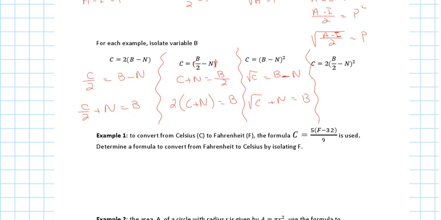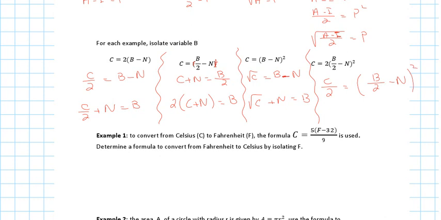Inside the bracket, I have a square and I have a multiplication by 2. What's the first thing you want to get rid of? Divide by 2. So instead of multiplying by 2, you are going to bring the 2 over and it's going to become division by 2. So it's going to be C divided by 2 equals B over 2 minus N squared. Okay? So remember, reverse FODMAPs.